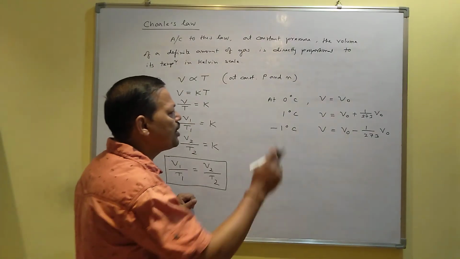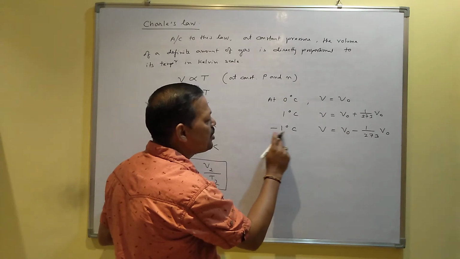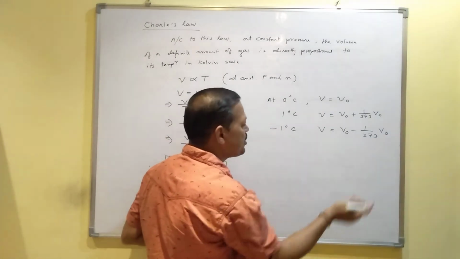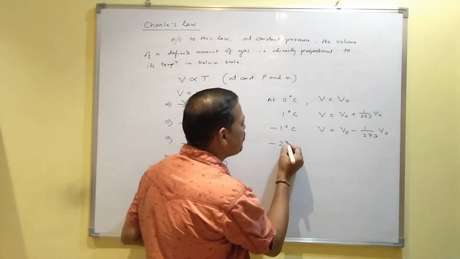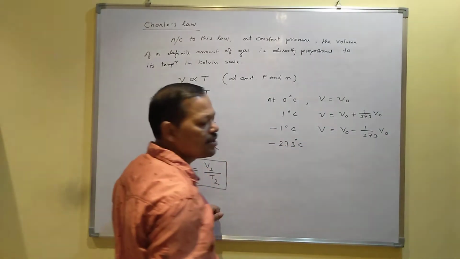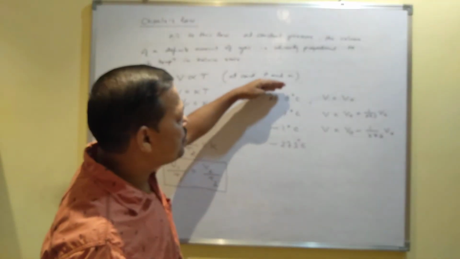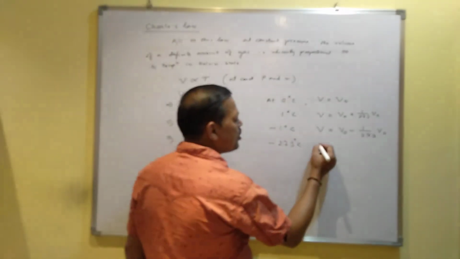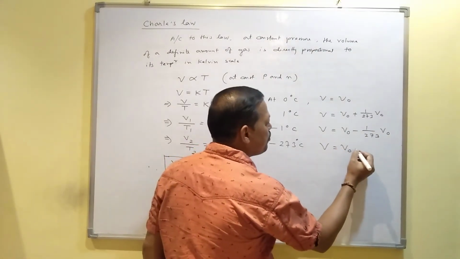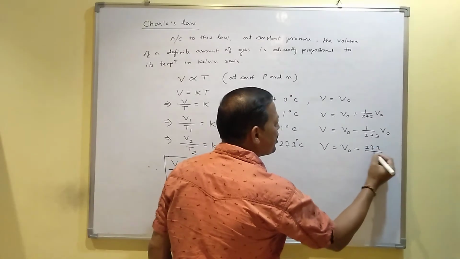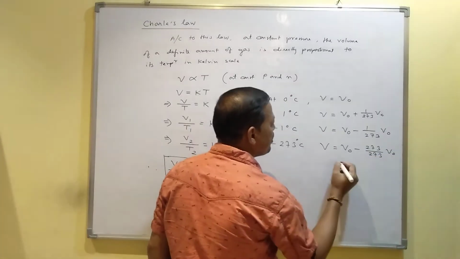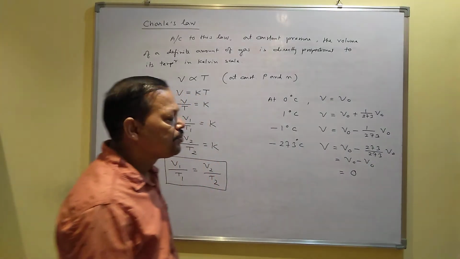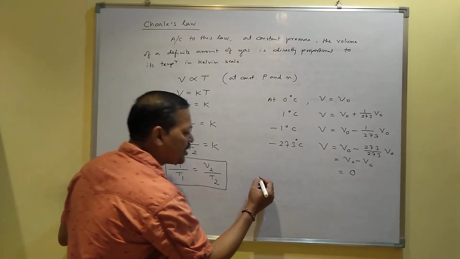Now see, here from 0 degree Celsius you make it minus 1 degree Celsius. When you decrease the temperature by 1 degree, then the volume goes to this much. If the temperature decreases up to 273 degrees Celsius, I mean from 0 degree Celsius it decreases the temperature up to minus 273 degrees Celsius, then what about the volume? Then the volume goes to V naught minus 273 divided by 273 of V naught. Ultimately you will get V naught minus V naught, then the volume becomes 0. That means this is a gas.